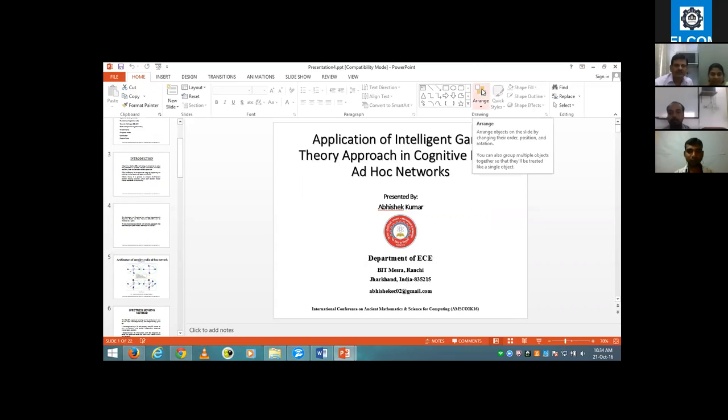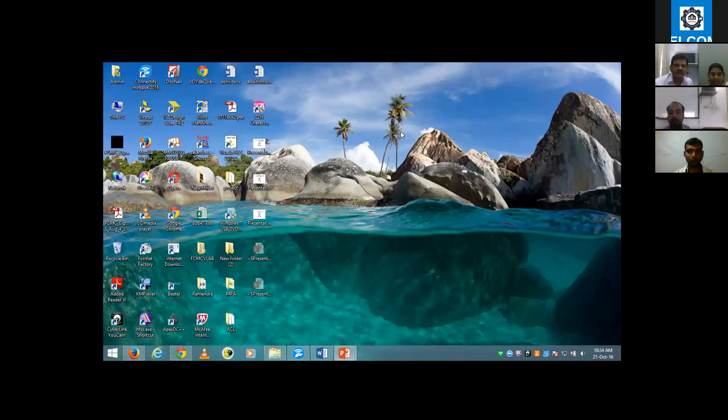Yes, sir. So what is multicast routing in ad hoc network? You somewhere mentioned in your slide multicast routing in ad hoc network. At the time, there are many receivers, and multicast routing in ad hoc network, I send the packet to different receivers at the same time.